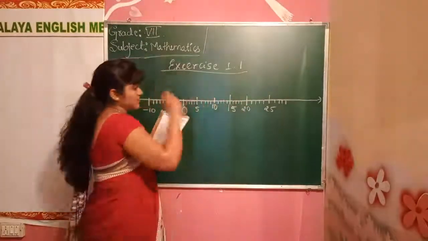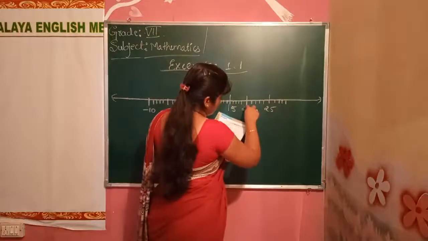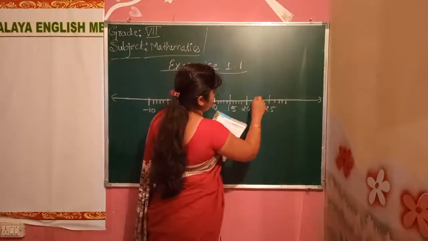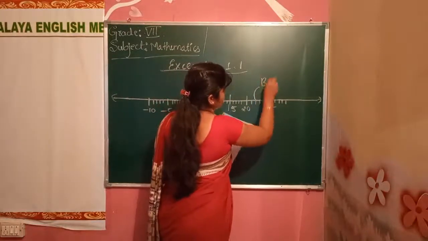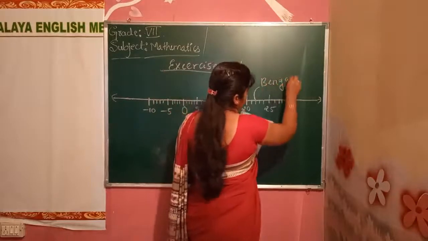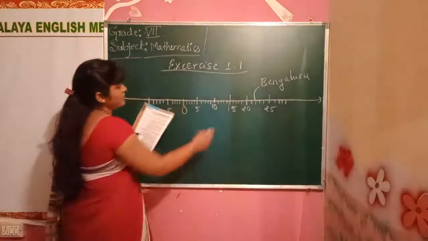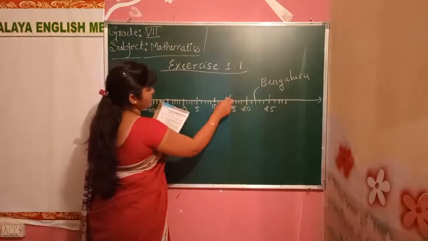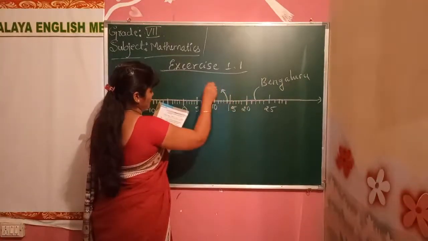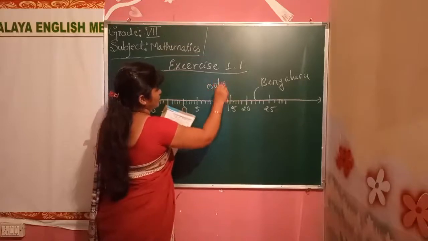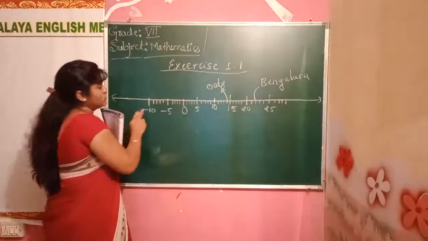How much degree Celsius they have. Here, above 20, is Bengaluru. Next one here, 15. Before 15 they mentioned Ooty. These all are temperatures.